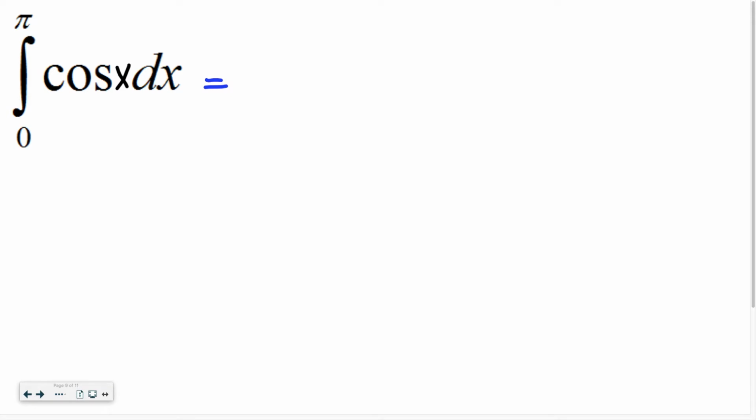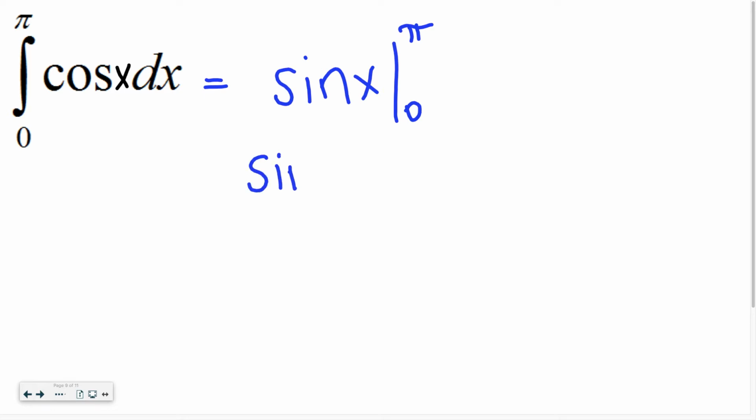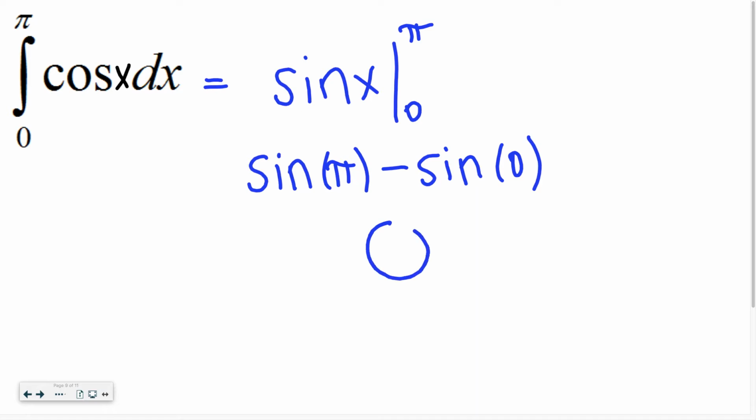Cosine. They're integrating. What is our antiderivative? Negative or positive? Sine. We need to evaluate it from 0 to pi, which means we plug in our top limit of integration minus we plug in our bottom limit of integration. What is it? The sine of 0 is 0 and the sine of pi is 0. So the answer is 0.